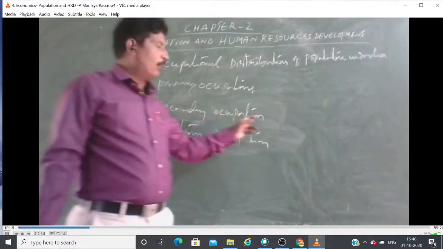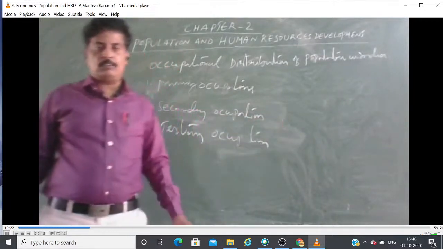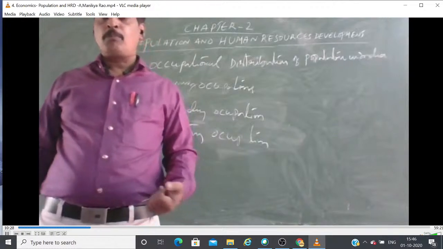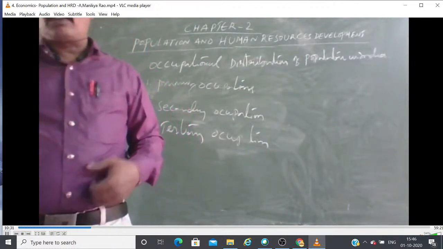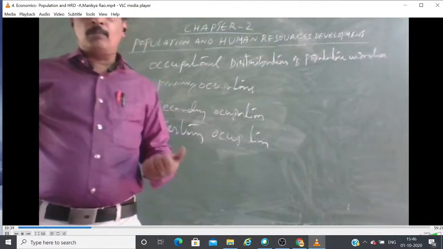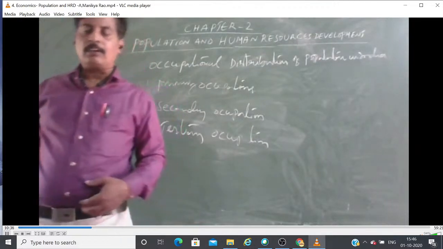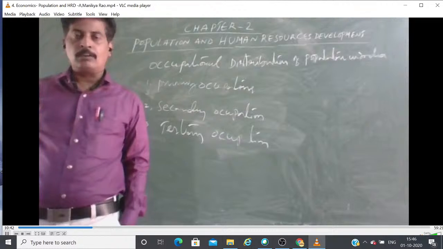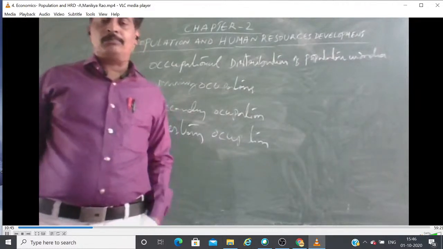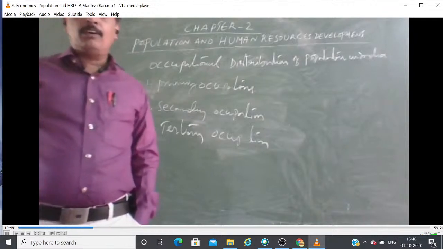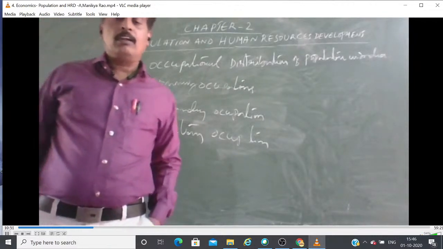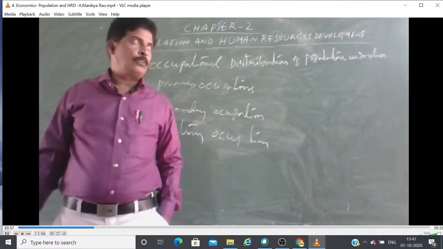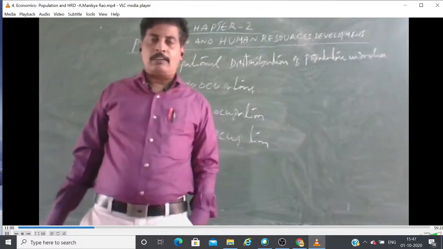Then coming to secondary occupations. Secondary occupations are also called the industrial sector. What generally comes under the industrial sector? Mining, quarrying, manufacturing, electricity, gas and water supply, and construction. These all come under the industrial sector.